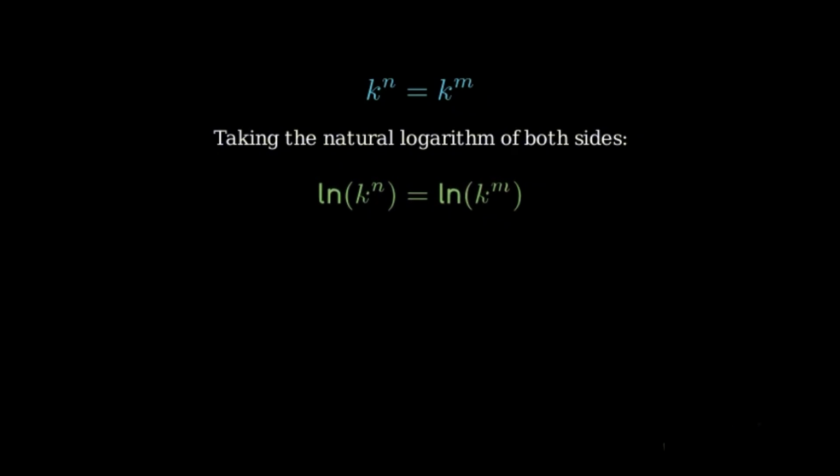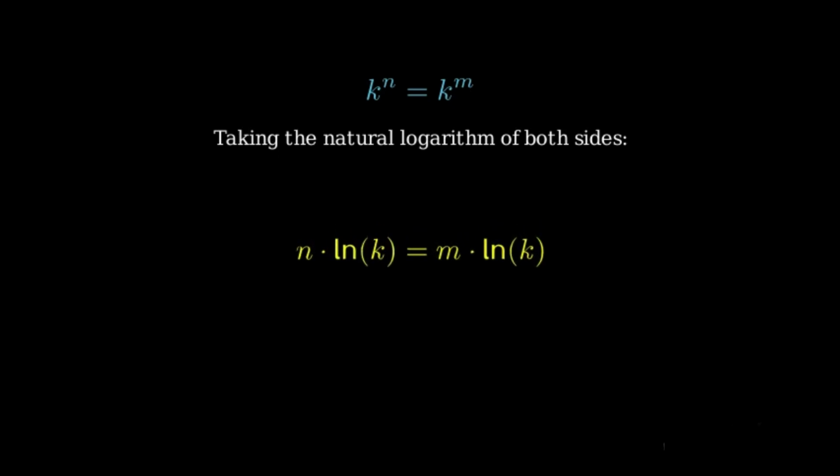Using the logarithm property that the log of a power equals the power times the log of the base, we can rewrite our equation. So the natural log of k to the n becomes n times the natural log of k. Similarly, the right side becomes m times the natural log of k.